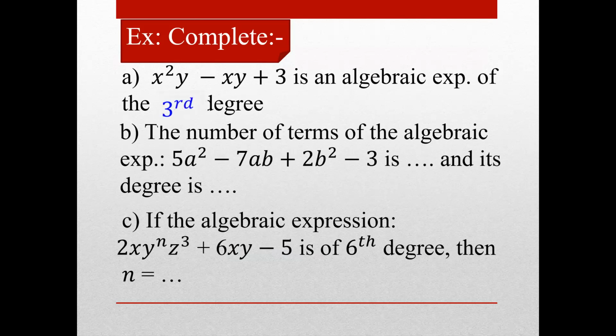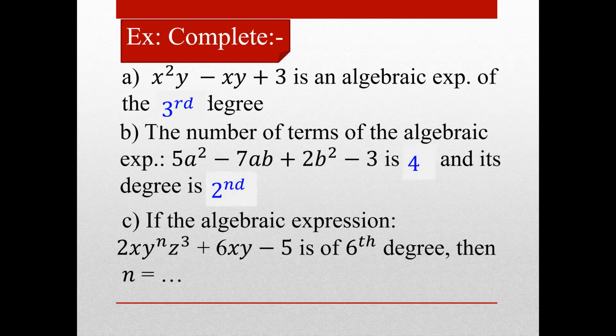The number of terms of the algebraic expression 5a power 2 minus 7ap plus 2p power 2 minus 3. How many terms? 5a power 2 is a term, 7ap another term, 2p power 2 third term, 3 is fourth term. So the number of terms is 4. And its degree is what? The greatest term is of the second degree, so the expression is of the second degree.